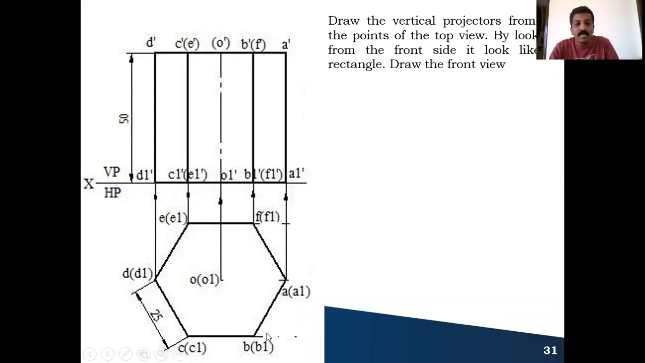So the corners A, B, C you can see, D you can see. You cannot see E and F. So that's why E dash and F dash should be written within the bracket. Similarly, A1, B1, C1 and D1, the bottom corners, you can see, you cannot see E1 and F1. That's why E1 dash and F1 dash should be written within the bracket.